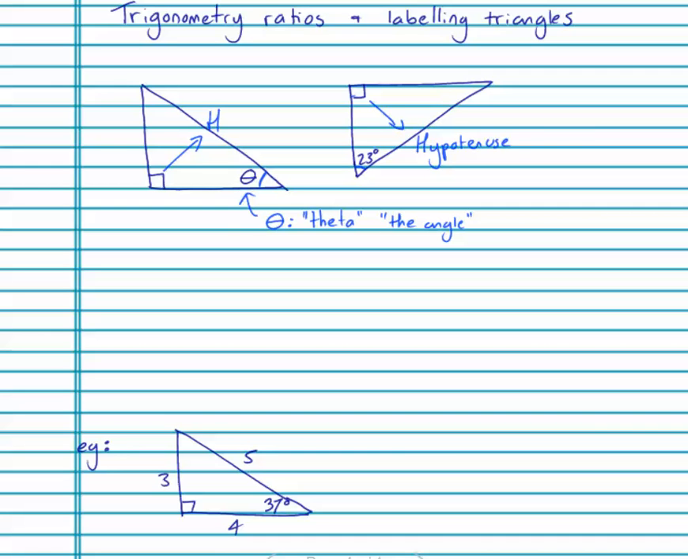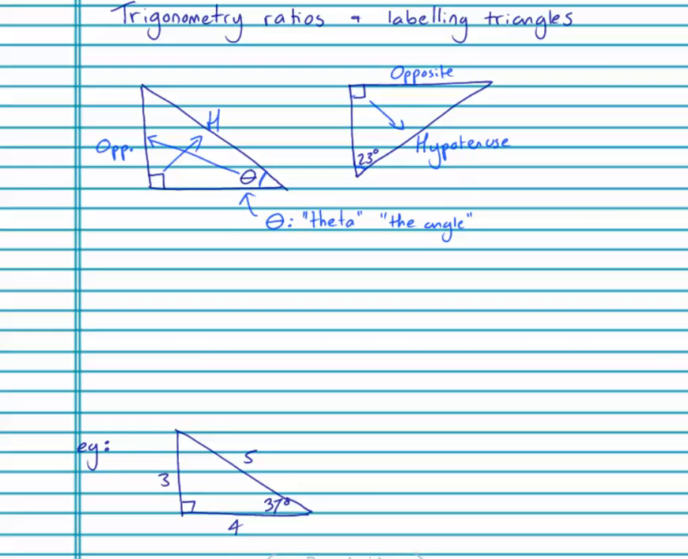The easiest one of the short sides to label is the opposite. It's opposite the angle that we care about. It's the line that doesn't touch the angle that we've got marked. So on our other triangle, the opposite is always one of the sides that touches the right angle, one of the short sides, but it's the one that doesn't touch the angle that we've got marked.